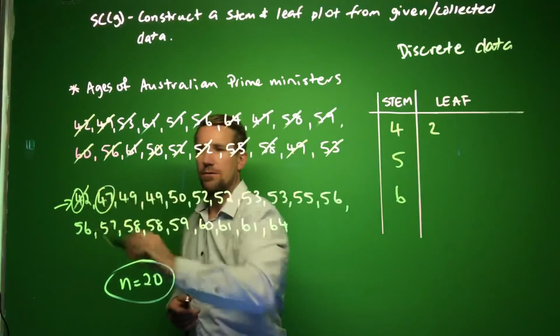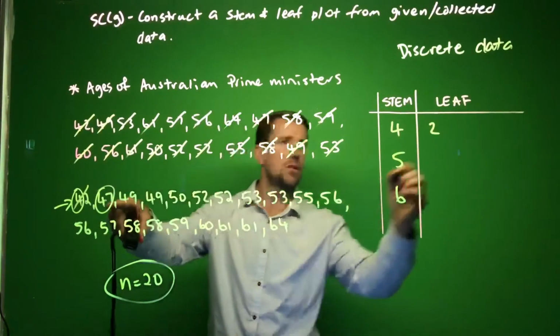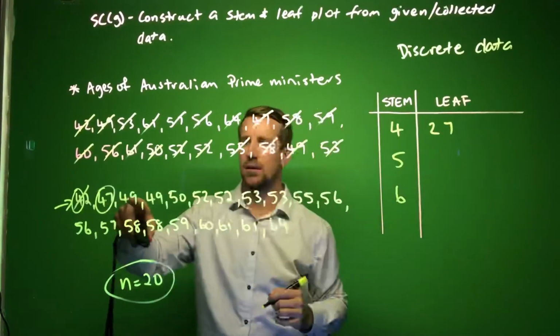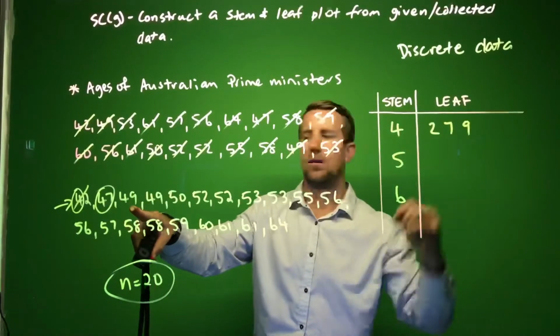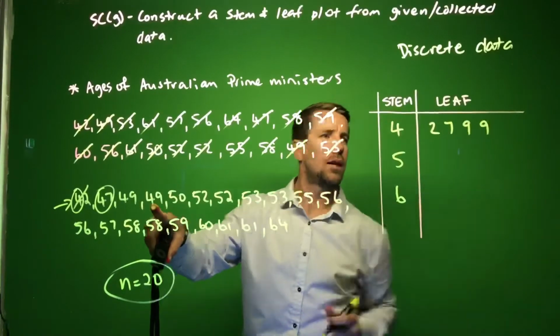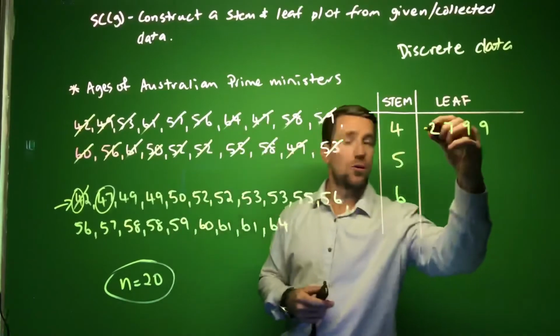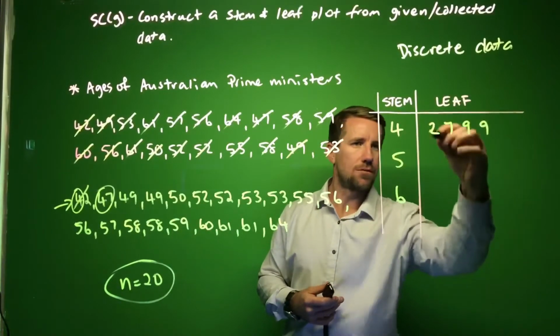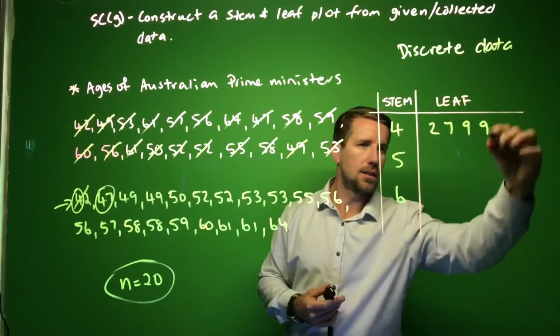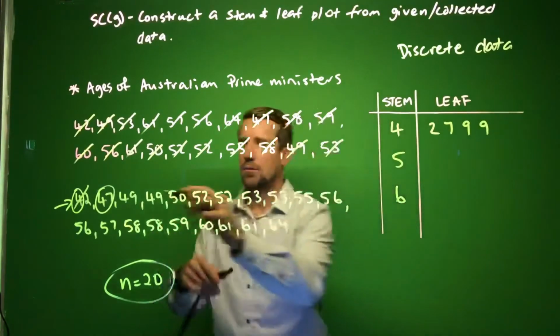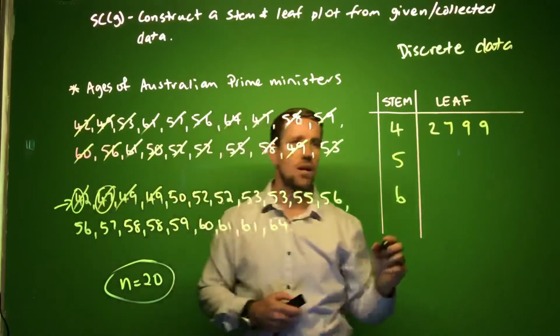Now I've done the first one, 42. My second point here, 47, is going to be like this, 49 and 49 again. What you will notice is when I list all the numbers for the 50s, they will line up nice and neatly underneath each other. So we'll cross off what we've done and we'll go and do the rest.